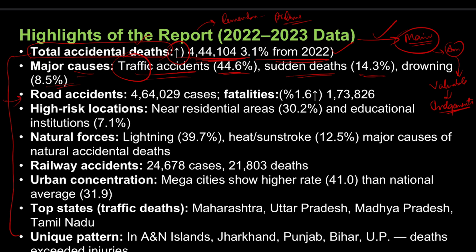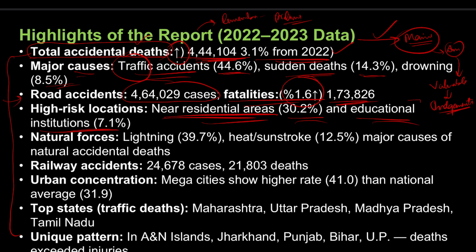Talking about road accidents alone, there are about 4,64,029 cases, and for fatalities we have seen an increase of 0.16%, which is about 1,73,876. The high risk locations are also very important: one is near residential areas with the highest share of 30.2%, followed by educational institutions.